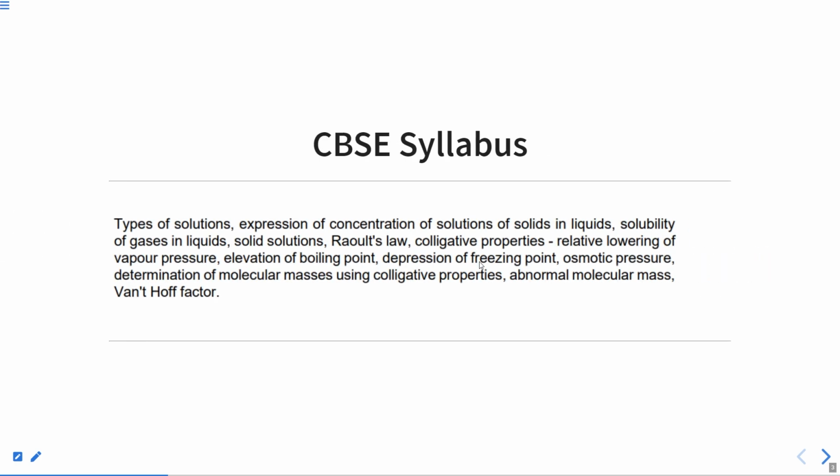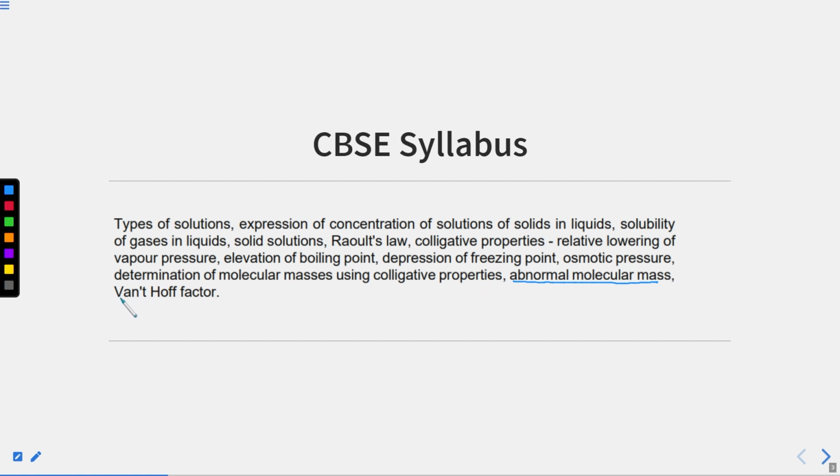So basically today we will be seeing abnormal molar mass. In all the colligative properties that we have calculated, we can obtain the molecular mass, and that is the main objective of studying colligative properties. But sometimes we get a molecular mass which is not as per the calculated one. In that case we term it as abnormal molecular mass. We will see what it is and why it happens.